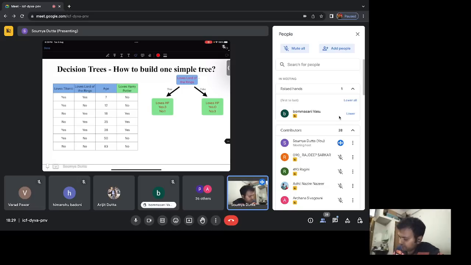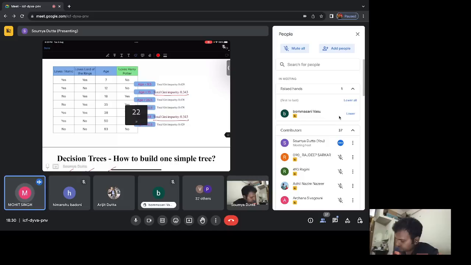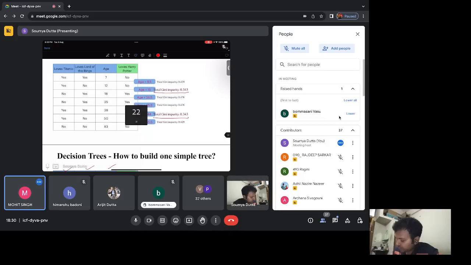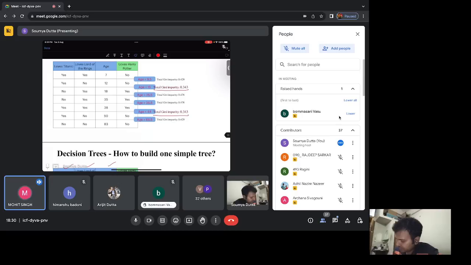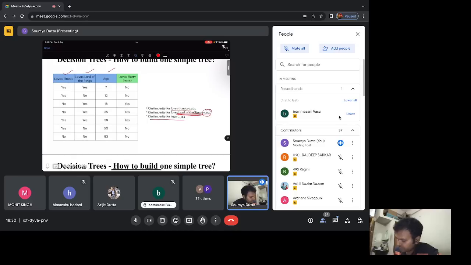You see here that you don't need to split anymore, because you have already got no 3 and yes 0. Sir, the Gini impurity for age is 0.343. They are different, so you have chosen the lowest one. That is the Gini impurity on the basis of age. The lowest one we will choose, yes. That is why I have chosen Lord of the Rings.